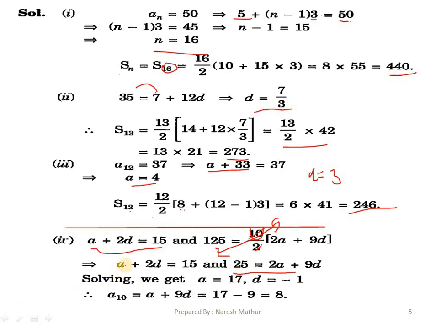This was the first equation, and the second equation is A plus 2D equals 15. Now we can solve both the equations by elimination or any method. So after solving it, we'll get the value of A equals 17 and D equals minus 1. Now what we are required, we just need to find the value of D and A10. So now we have D equals minus 1, and A10 is A plus 9D. Just put the value and get the answer.